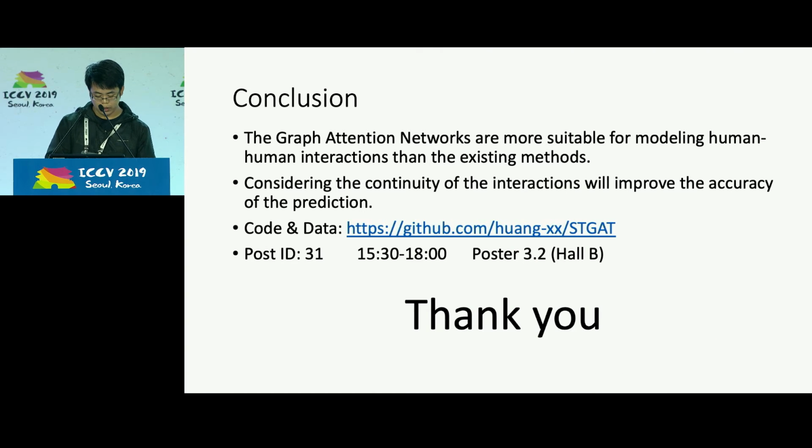To conclude, the graph attention network is more suitable for modeling human-human interactions, and considering the continuity of the interactions will improve the accuracy of the prediction. The code has been published.